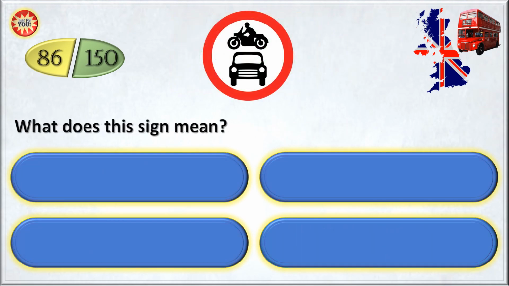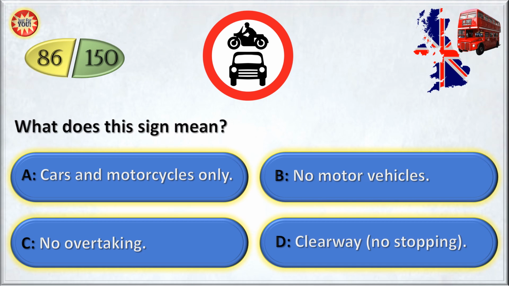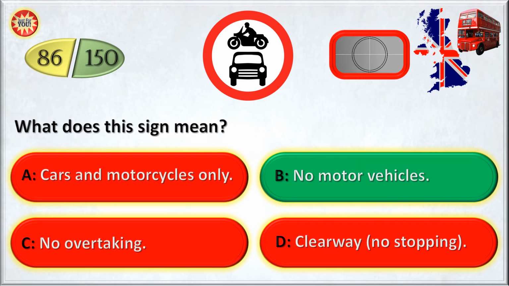What does this sign mean? Cars and motorcycles only. No motor vehicles. No overtaking. Clearway, no stopping. No motor vehicles.